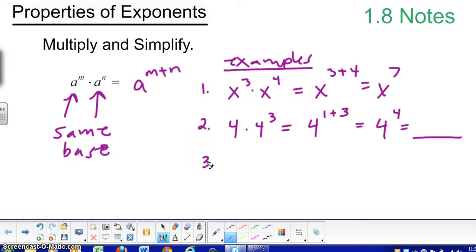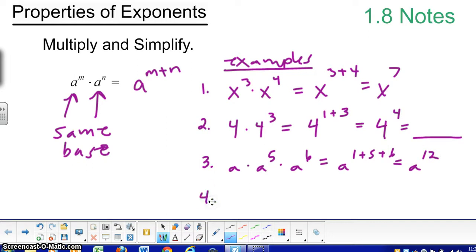Okay, the third example, you could have more than one variable. Let's say you have a times a to the 5th times a to the 6th. All of those together is 1 plus 5 plus 6, so we'll leave our answer as a to the 12th.